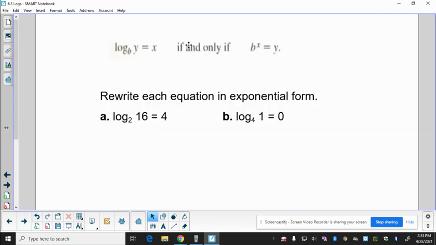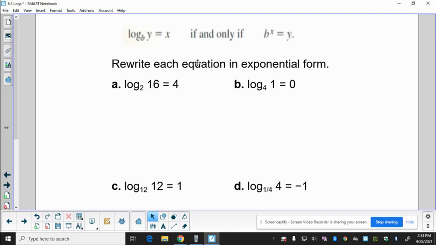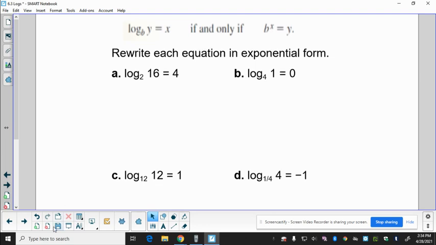So one of the first things that we need to know is how to use this reversible formula that I've got at the top of the screen to be able to rewrite each one of these logarithms in exponential form. So first I'd like everybody to go ahead and try to do that on your own. And let's see if you do that properly. And I'll show you how it's done. So let's go ahead and get into it.